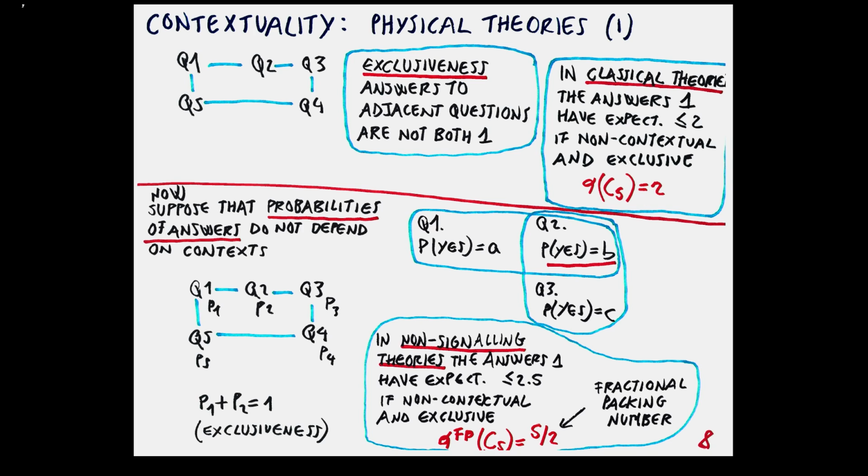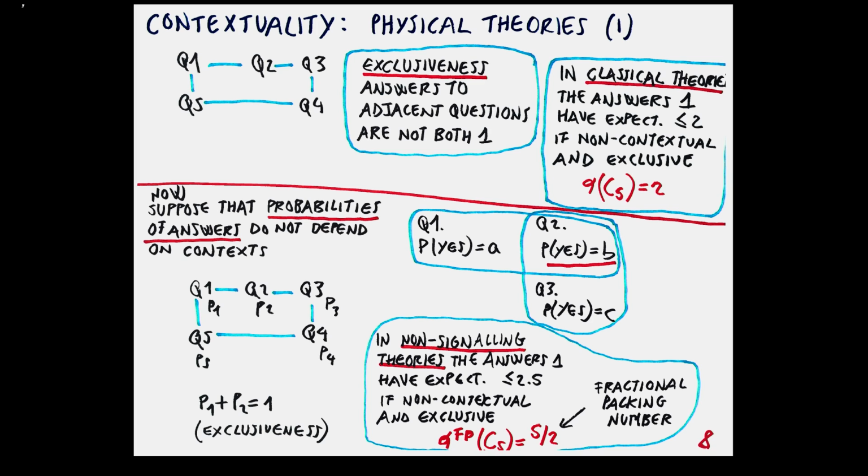So you see that I can do this again. Let's say Q3 is 1, so these can be 0, 0, 0, 0, so at most 1. Q3 can be 1, this is 0, this can be 1, but this is 0, so the sum is 2. So this is what I'm doing. I'm working with classical physics, right? So in classical theories, the answer 1 has expectation at most 2, if non-contextual and exclusive. And this is the independence number of C5 for this specific compatibility structure. That's very simple to see.